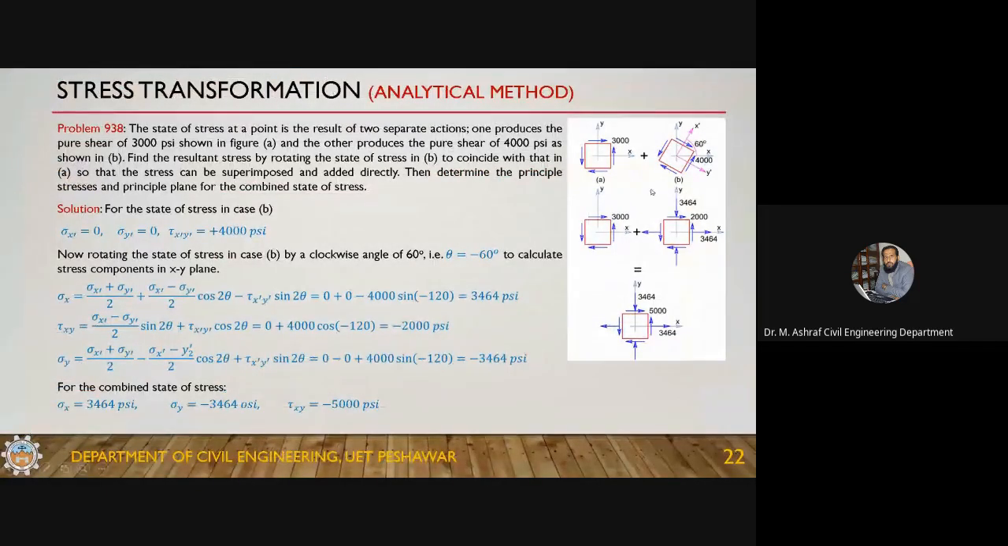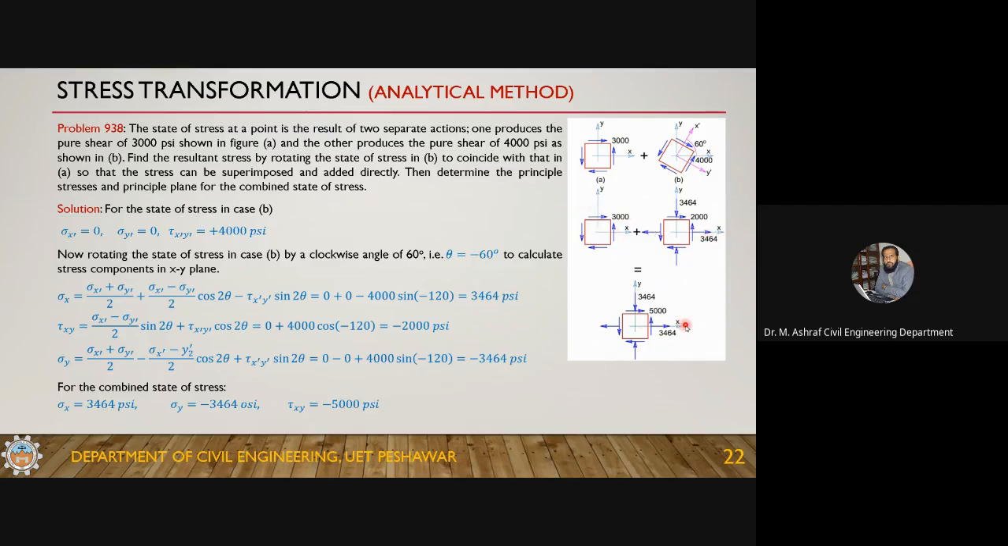Okay, now you have the two stresses. One stress is this one, and the other you rotated. Now you will have to add these two states of stress, adding the corresponding stresses. There is no normal stress in the X direction here. The only one is this one.